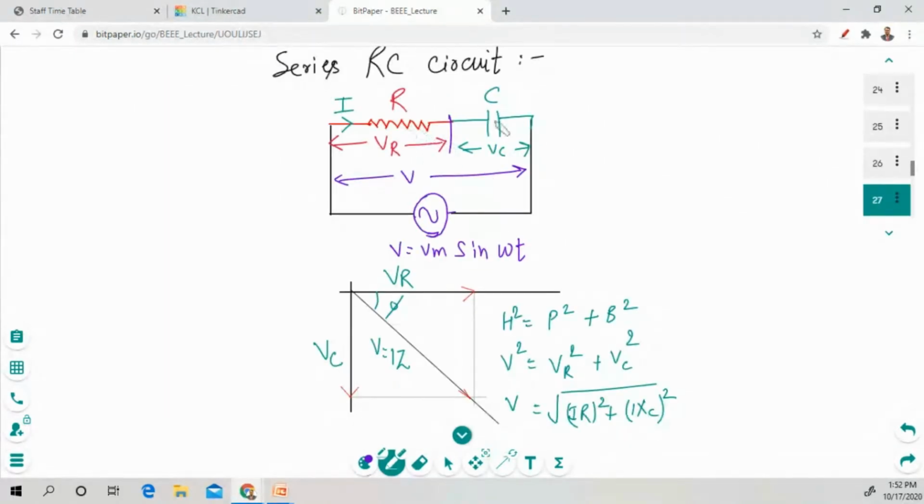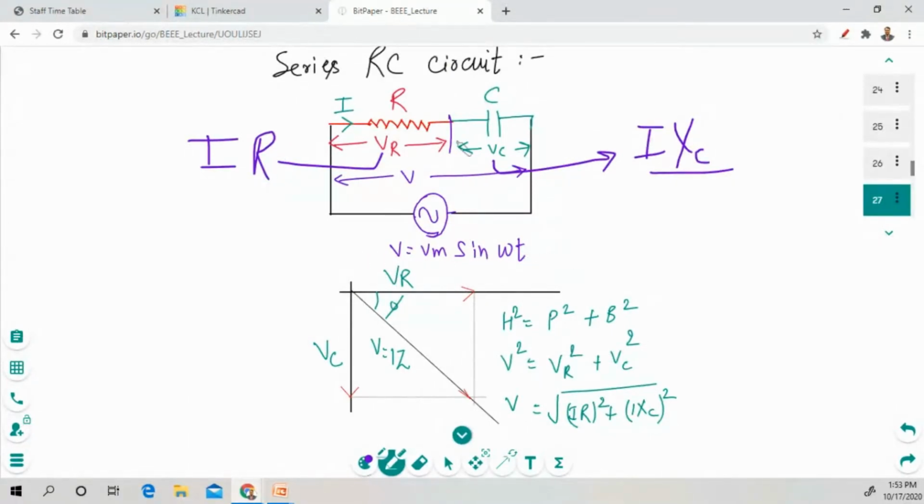In the RC series circuit, R and C are connected in series with the input supply. This is the input supply Vm sine of omega t. Across this R there is a voltage drop VR, and across this C there is a voltage drop VC. So how to represent this? I into XC across C, and across L there is XL. Across this R the voltage drop is VR, and VR is represented as I into R.